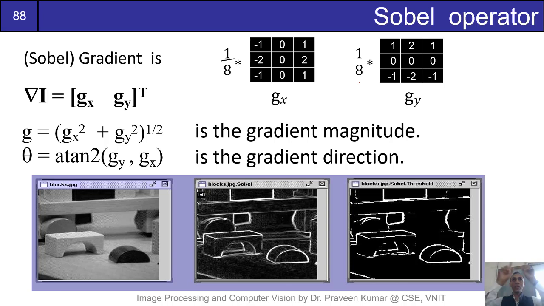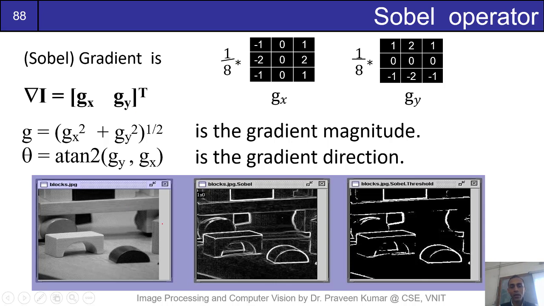So this is also taking weighting into account, because earlier we have seen that if you are just using a box filter as compared to a weighted filter or Gaussian filter, the smoothing was better. Similarly here also, this smoothing and this weighting will give a better response.